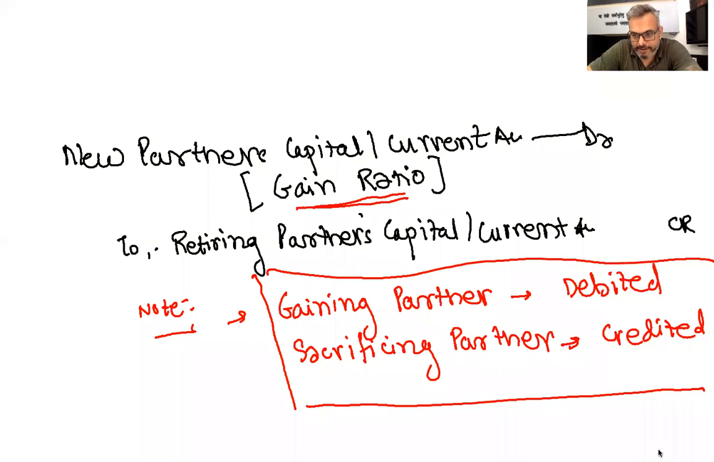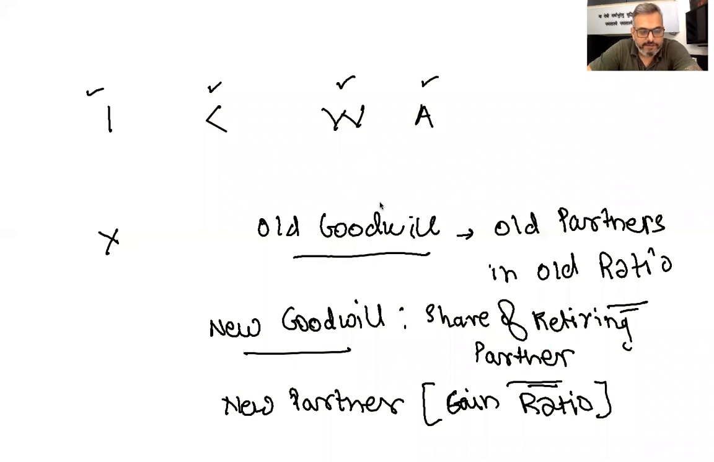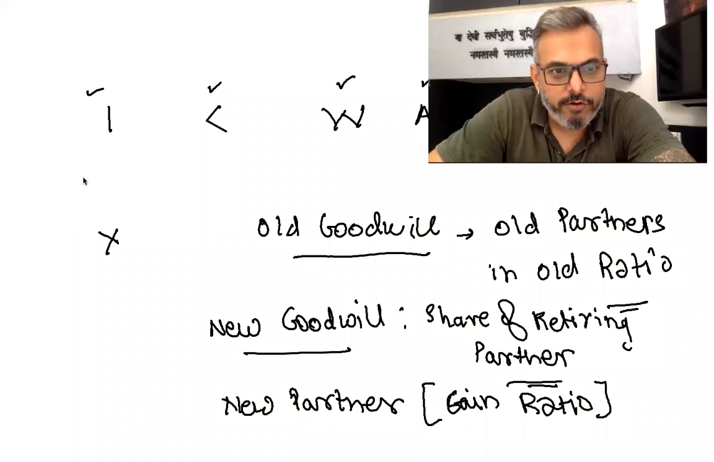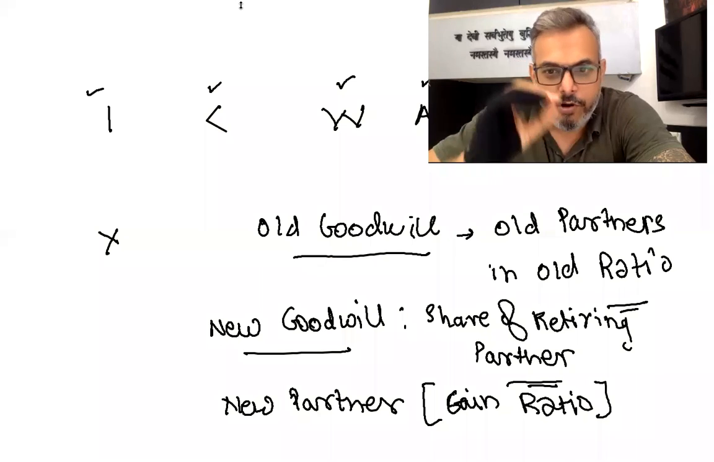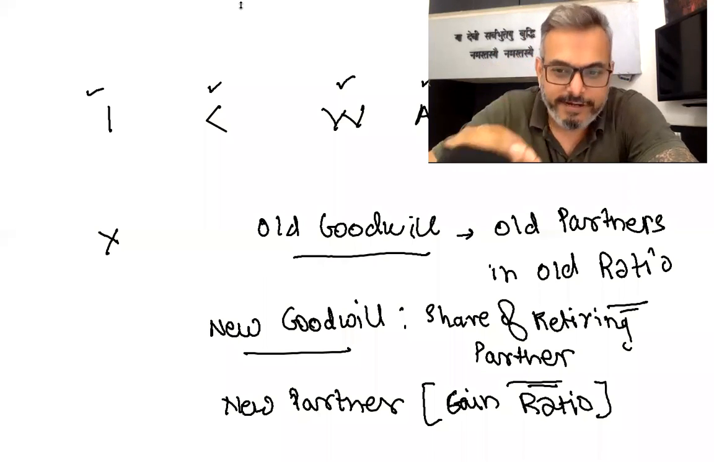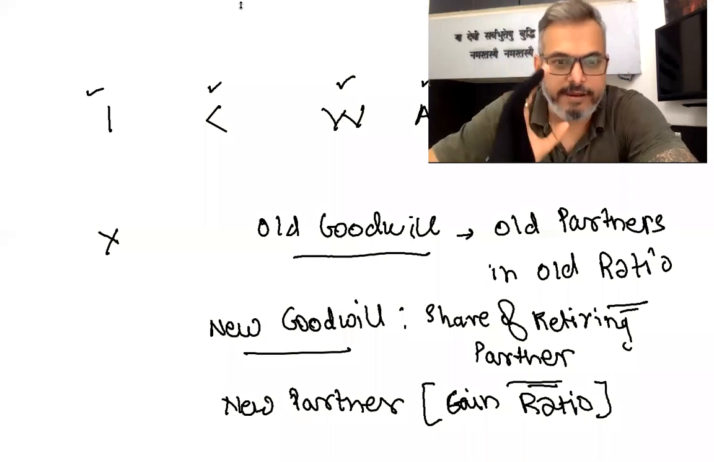Now let's go back to this sum. As you can see, there are four partners I, C, W and A. Old value of goodwill is given. हमेशा याद रखना, ओल्ड वैल्यू ऑफ गुडविल को तो हम सबसे पहले राइट ऑफ कर देंगे, ओल्ड पार्टनर्स, ओल्ड रेशियो. और जो नया गुडविल है वो हमेशा एडमिशन का चैप्टर है तो सैक्रिफाइस, रिटायरमेंट का चैप्टर है तो गेन. ये हमेशा याद रखना. Now let's go back to the sum and let's find out the ratios.